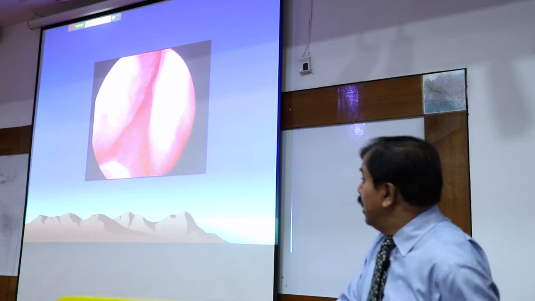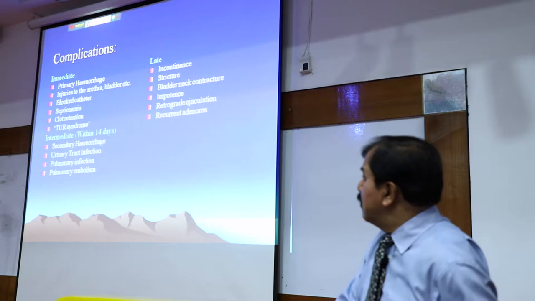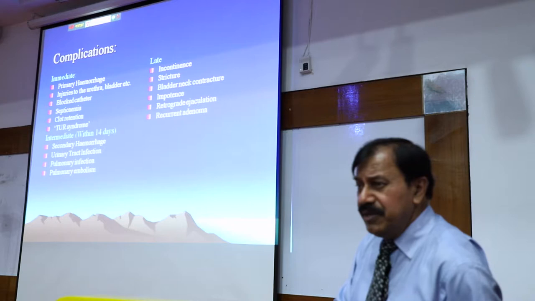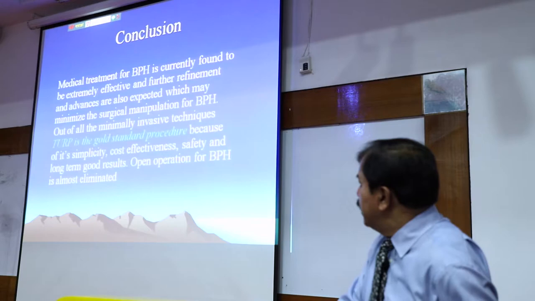What are the complications? The procedure we have mentioned, then we will see the complications: immediate complication and late complication. During operation there may be some problems, and there may be intermediate and late complications. The immediate complication is mainly hemorrhage. There may be some retention due to hemorrhage, there may be clot retention, one of the important complications. These are the complications, and in conclusion, that is the thing.